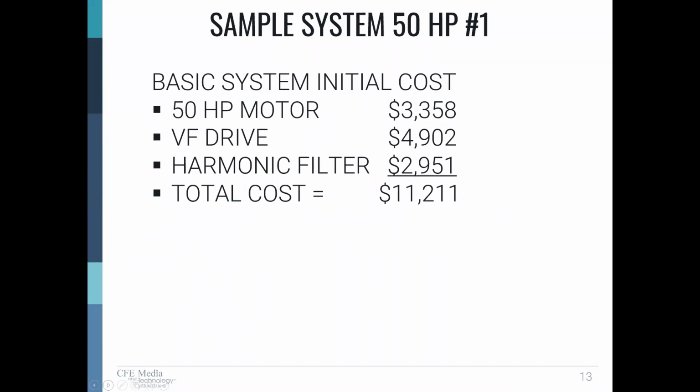Okay, the initial cost for the VF drive system for a 50 horsepower motor is $3,358. For the VF drive itself, it's going to be $4,902. And because of the harmonics, a passive harmonic filter to reduce the harmonics to a reasonable level is $2,951. So the total cost is $11,211. And these costs were off of actual motors, drives, and filters that I found on the internet.